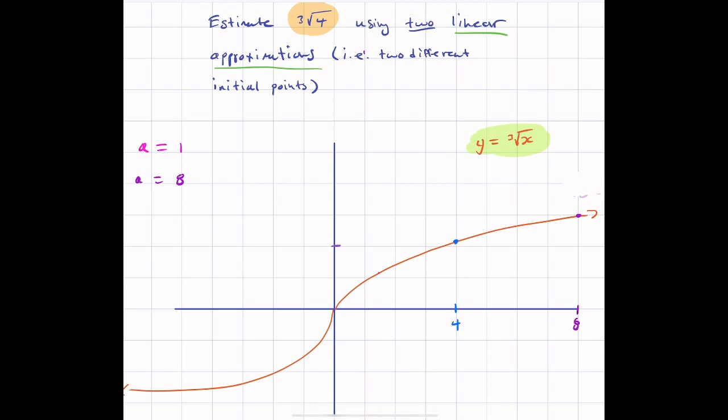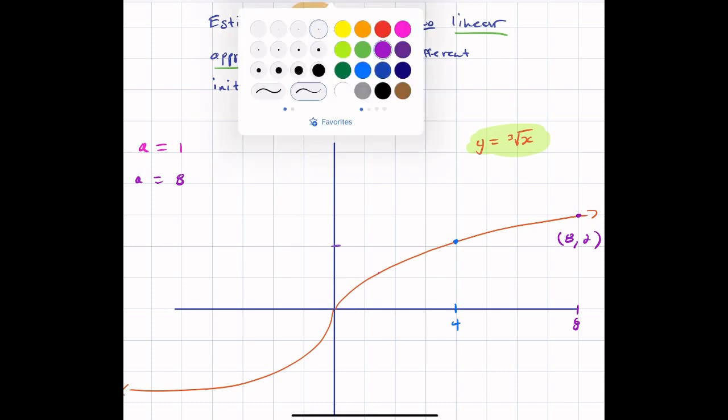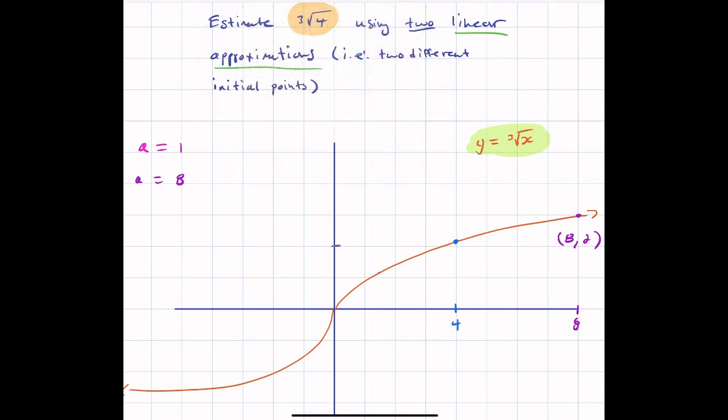So I have the point here. I'll put it under the graph because I'm going to draw the tangent line above it. This is going to be 8, 2, and I'm going to come up with the equation of the tangent line at that point and use that to, third time's the charm. There we go. And I'm going to use this as an approximation.